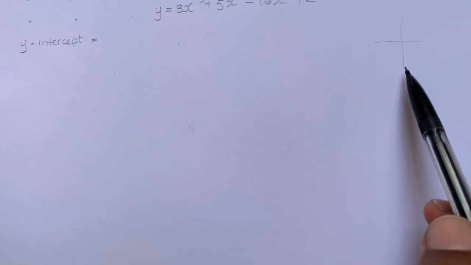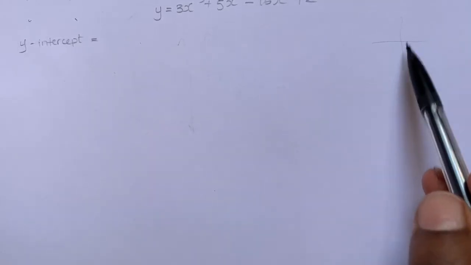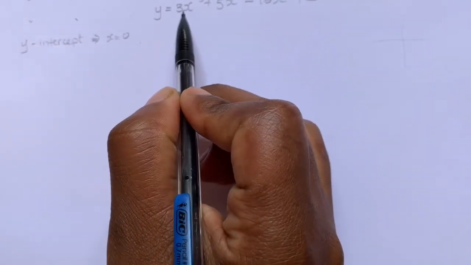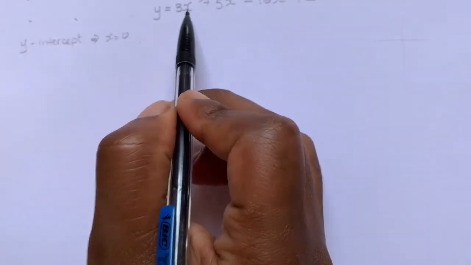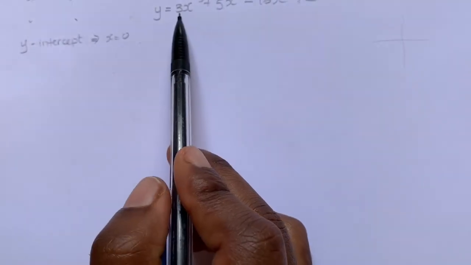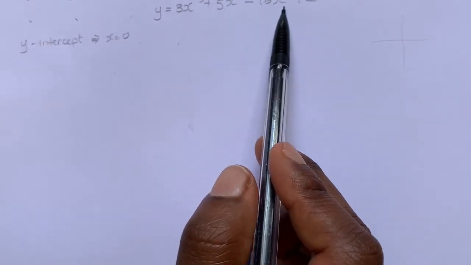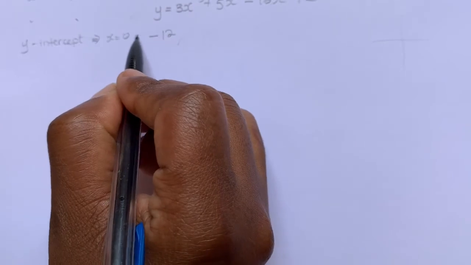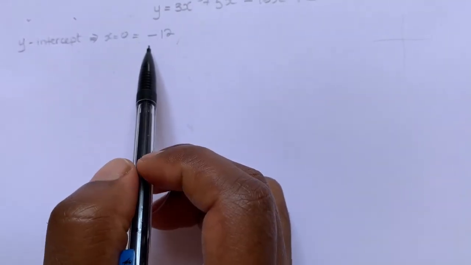Now for the y-intercept, which is where the curve will cut the y-axis. The curve will cut the y-axis here, anywhere along here, x is 0. So we're going to let x be 0 and plug it into the y function. When we do that, we'll get 0, 0, 0, making it a negative 12. So the curve will cut the y-axis at negative 12.